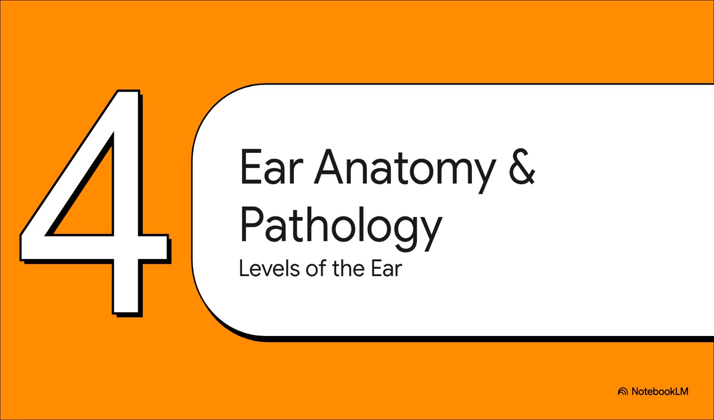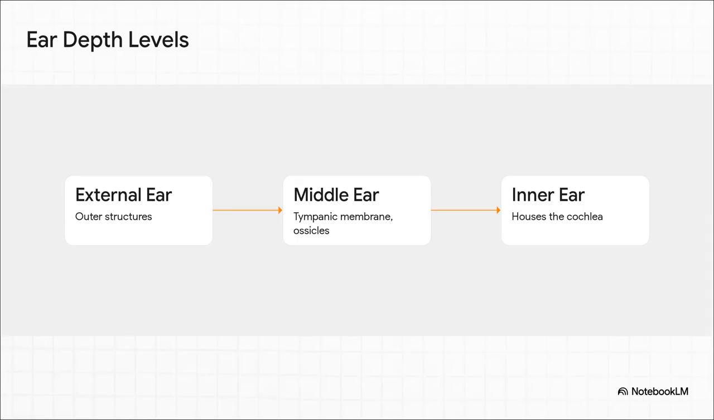Shifting gears to Section 4, Ear Anatomy and Pathologies. Much like the eye, anatomical depth is the whole shebang here. It's kind of like traveling down a tunnel. We start at the external ear, move into the middle ear, home to the tympanic membrane and ossicles, and finally reach the deep inner ear where the cochlea lives. You've got to memorize this spatial map.